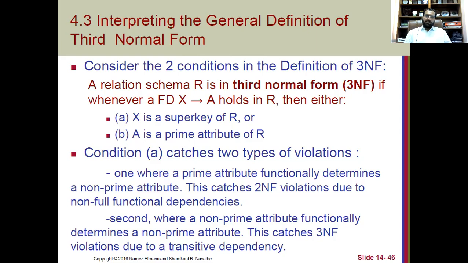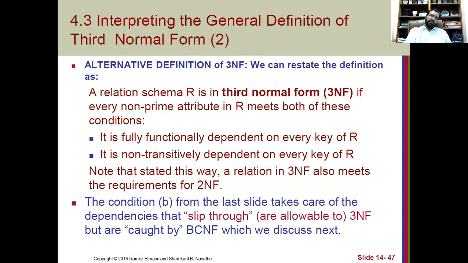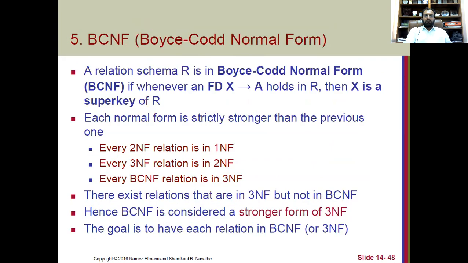So we have to clearly distinguish between these two, whether those attributes are fully functionally dependent on the primary key, or those non-prime attributes determine values of each other. If that is the case, then it is considered to be third normal form. In other words, we can say a relation R is in third normal form if it is fully functionally dependent on every key of R, or it is non-transitively dependent on every key of R. It means there must be no transitive dependency. There must be direct dependency on the primary key. So that is the concept of the third normal form.